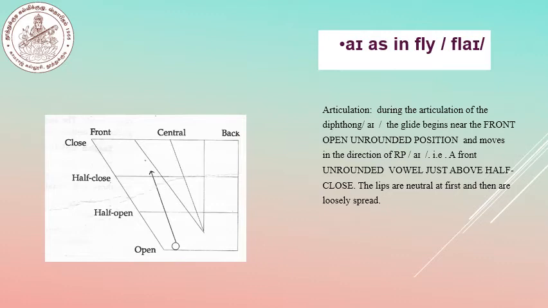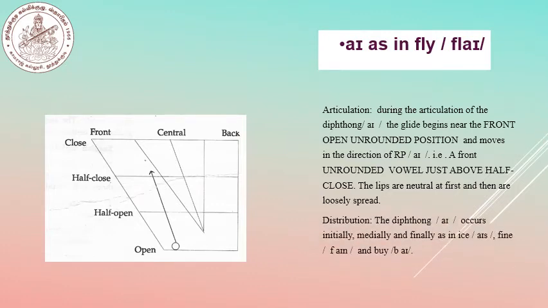The lips are neutral at first and then are loosely spread. And how is the distribution? The diphthong I occurs in the beginning of a word, in the middle of a word, and finally, as in eyes. In eyes, it is in the beginning. In fine, it is in the middle. And in by, it is in the final position.